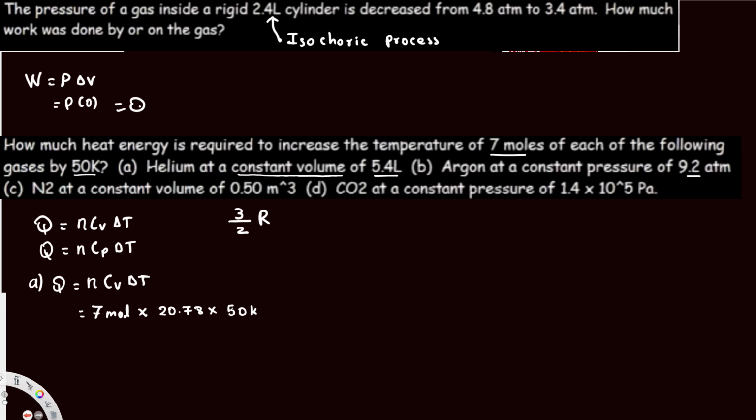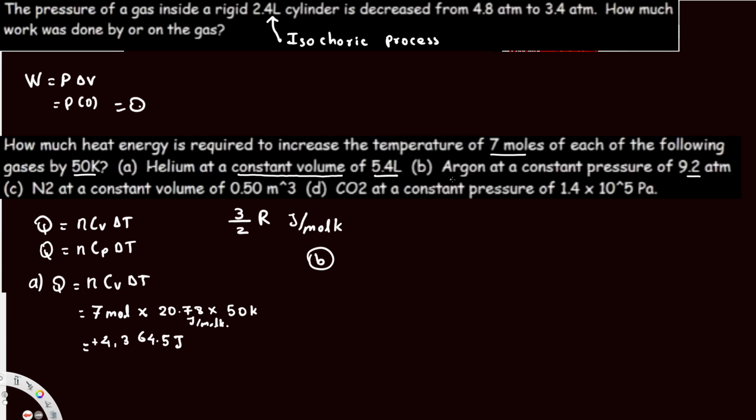So we can directly calculate this, and if you calculate, you will get 4364.5 joules. And for Cv, the unit is joule per mole Kelvin, so here we have to put joule per mole Kelvin. This is the value for this one. So let's do the B part.